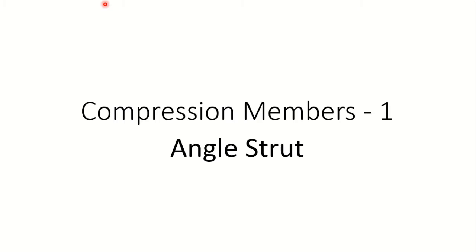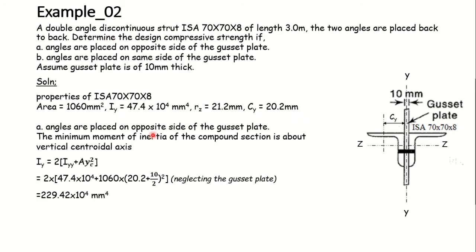In this problem, we'll take up an example related to angle struts. We'll see how we can analyze a double angle strut. So this is the section we have: a double angle discontinuous strut, ISA 70 by 70 by 8, of length 3 meter.